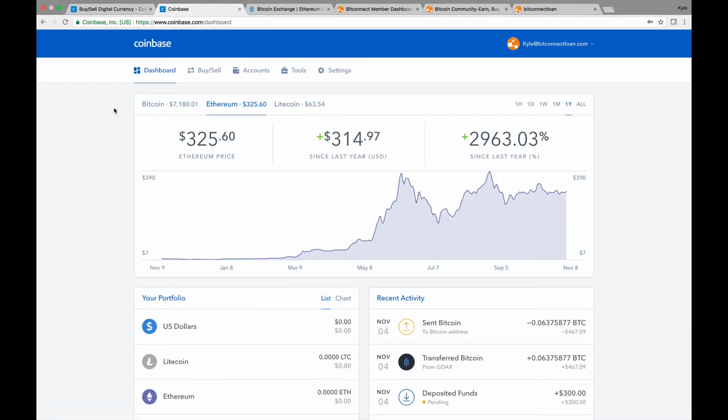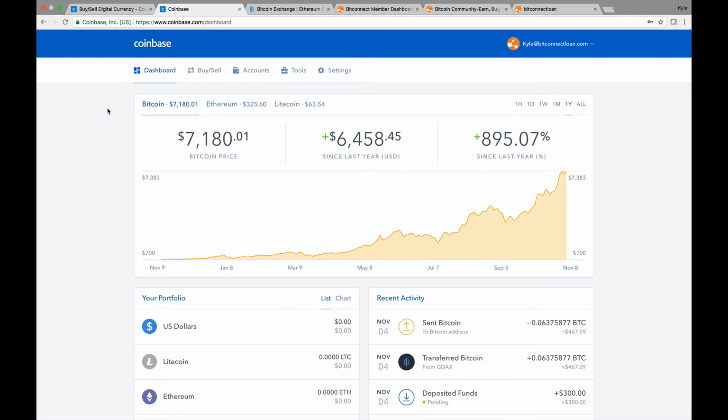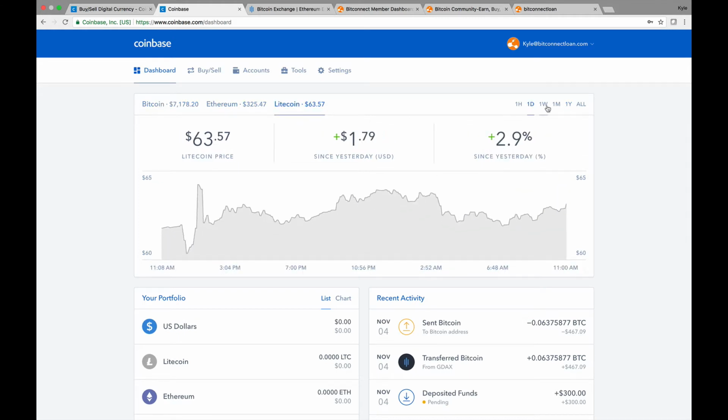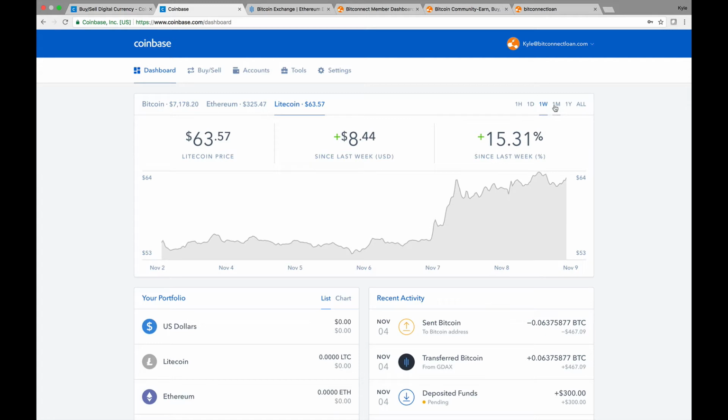So I'm going to jump into this account here, and now we're just looking at what you would see after you have created your account and you're logged in. This is the Coinbase dashboard. This middle section here is going to show you some pricing action for Bitcoin, Ethereum, Litecoin, and then you can adjust your timeline accordingly.